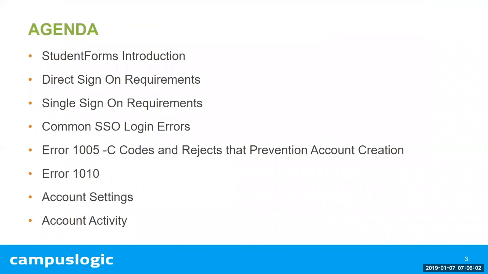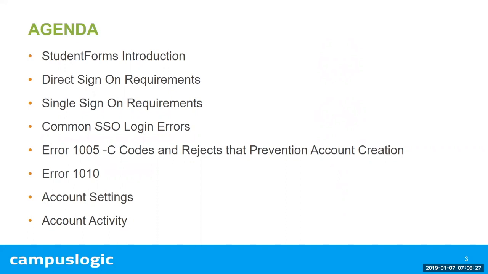For today's agenda, we are going to go over StudentForms introduction and what StudentForms is all about. We're going to discuss the difference between direct sign-on and single sign-on requirements. We are going to discuss common SSO login errors. There are a couple more errors that we are also going to discuss, which is error code 1005, which is C codes and rejects that prevent account creation.